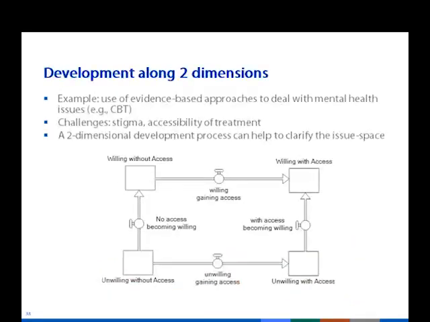Here's one more example of a 2-dimensional main chain. The context here is the use of evidence-based approaches to deal with mental health issues. For example, cognitive behavioral therapy approaches have demonstrated effectiveness in supporting individuals who have eating disorders. But such approaches can have challenges in practice.